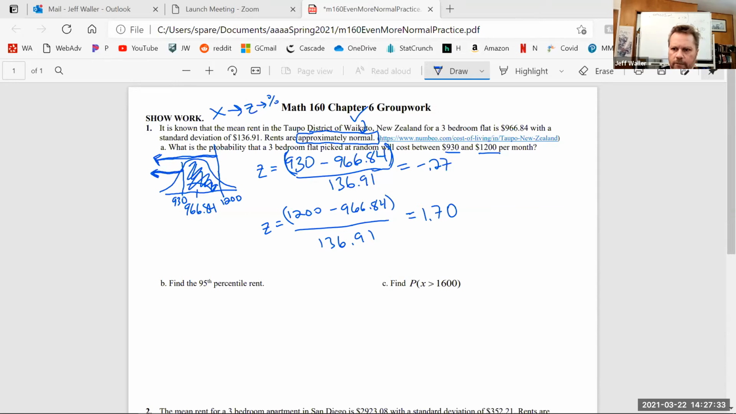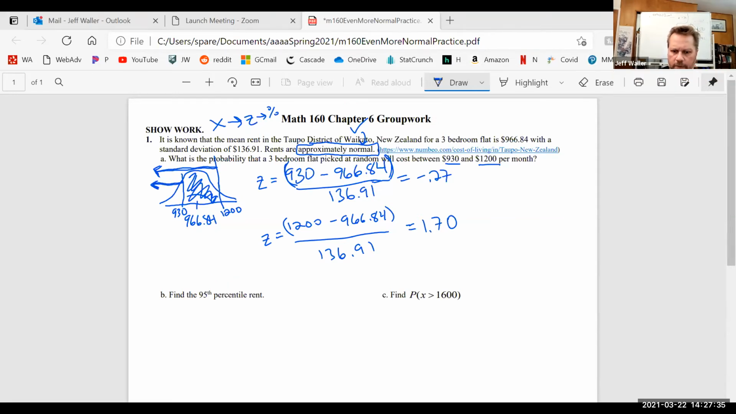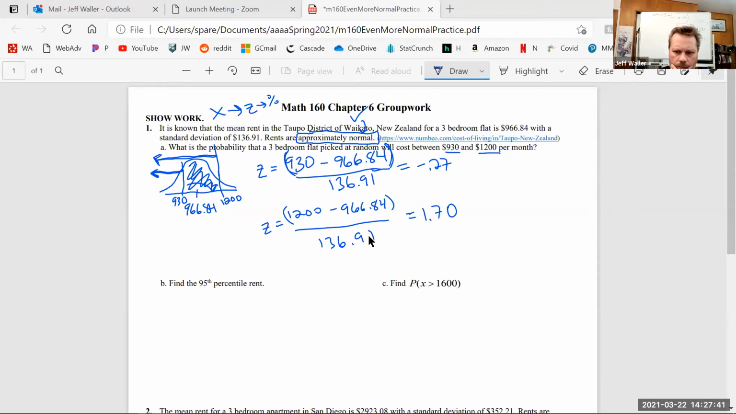So what do you guys get when you look up the, what was it? Negative 0.27. What do you get for the area? 0.3936. I like it. 3936.